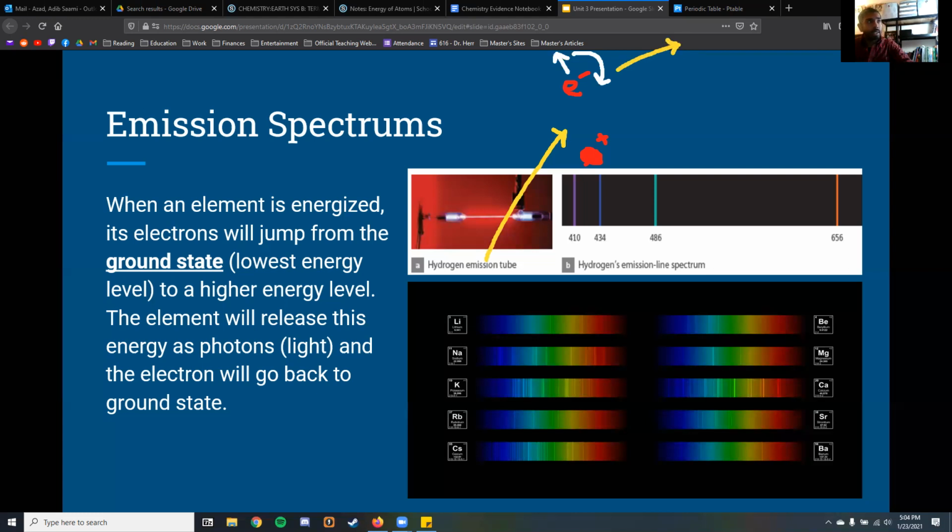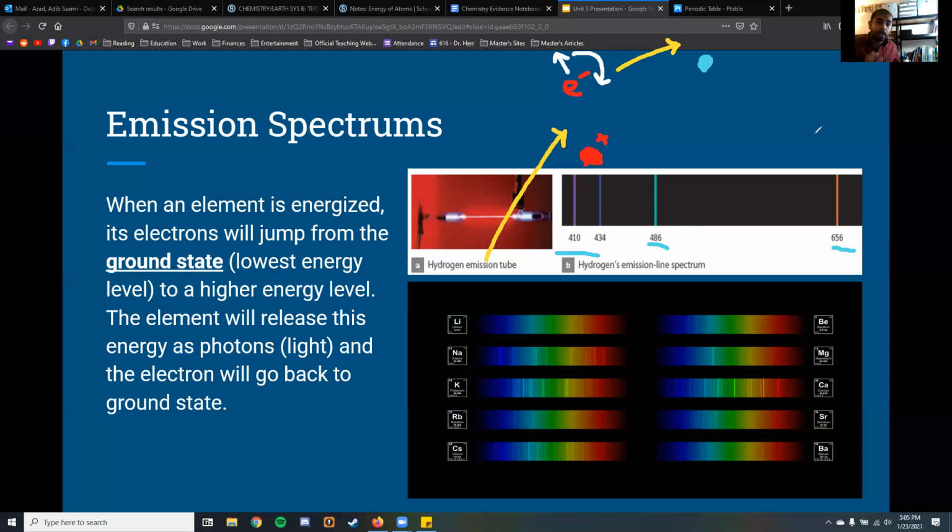And so you'll see different lights, different colors, right? Light blue, red, green, orange. You'll see all those different colors when that electron jumps back down. And so for hydrogen, you get 4 different bands specifically. You get a band at 410 nanometers, 434, 486, 656.